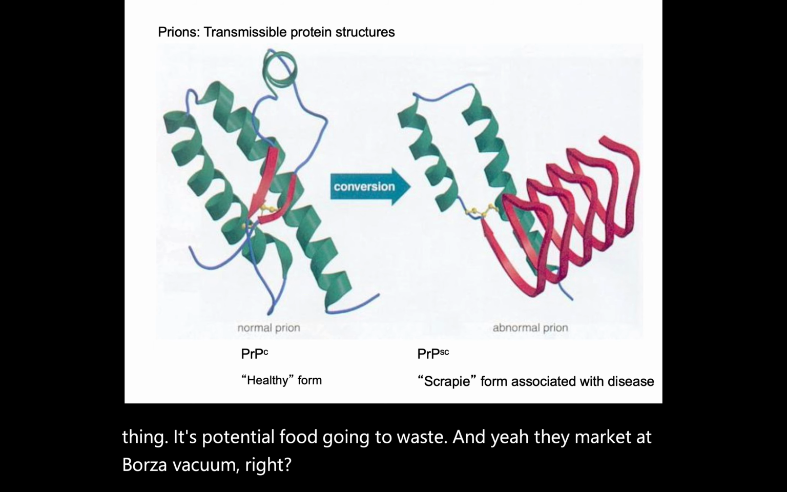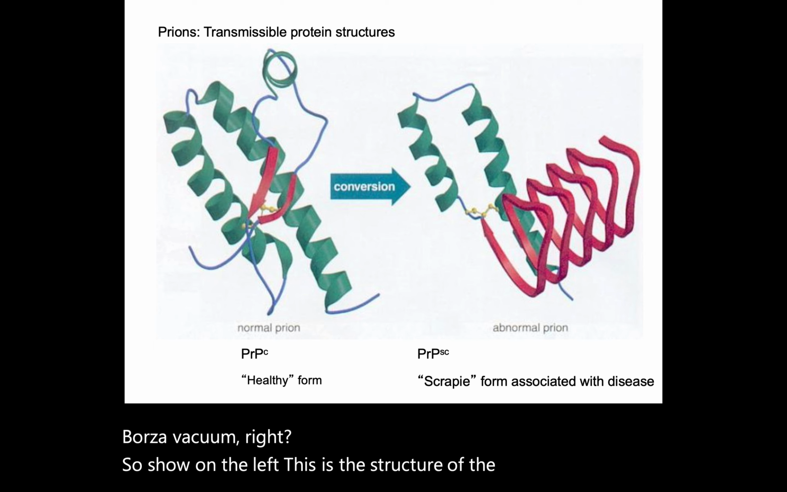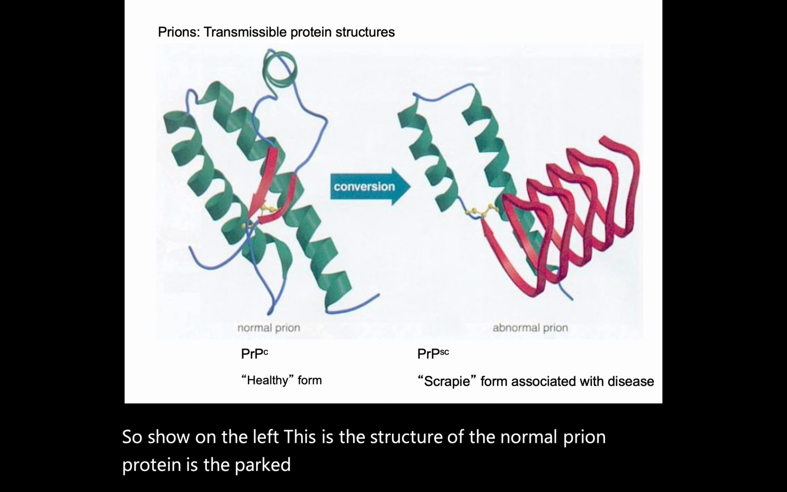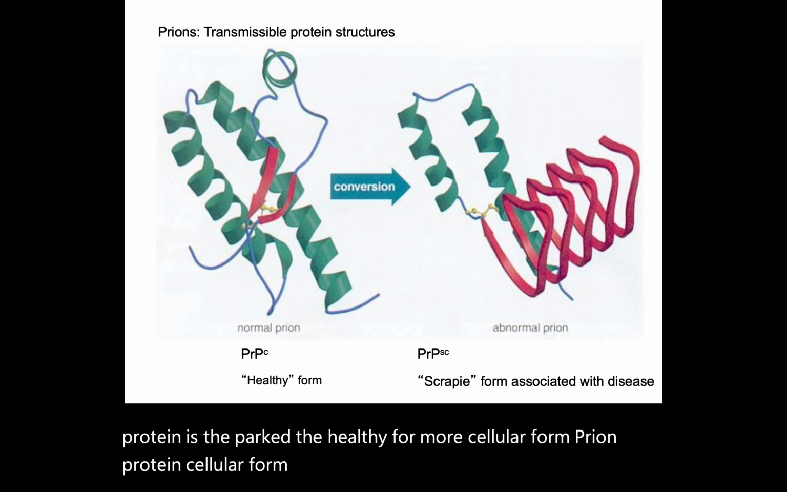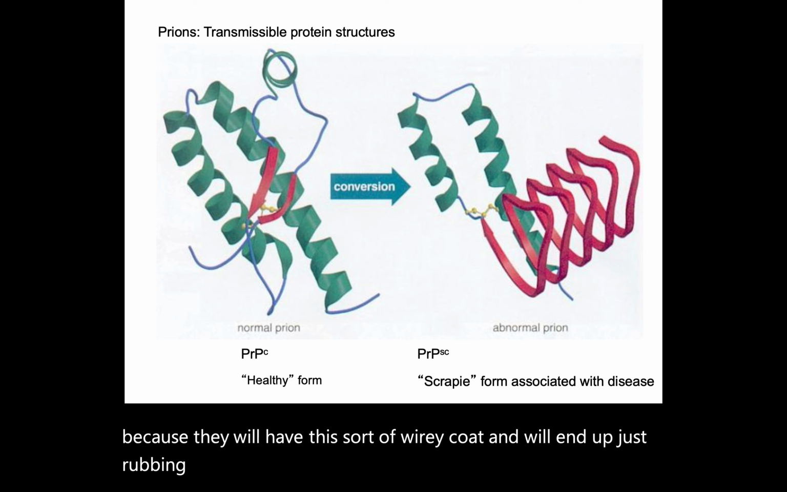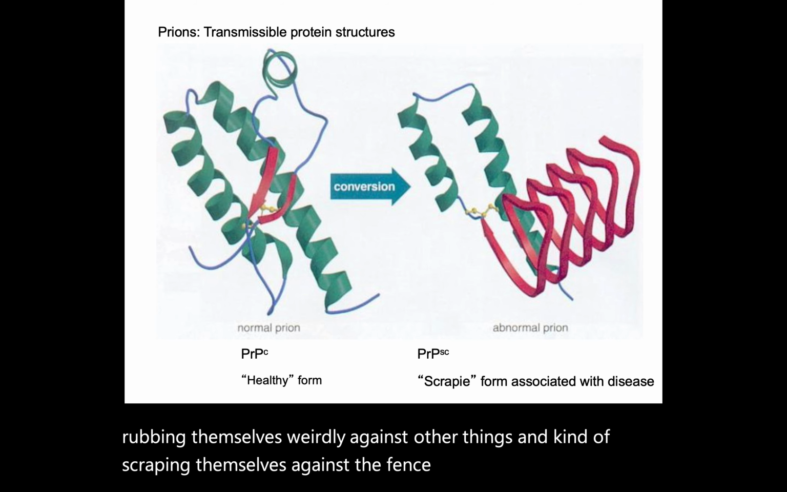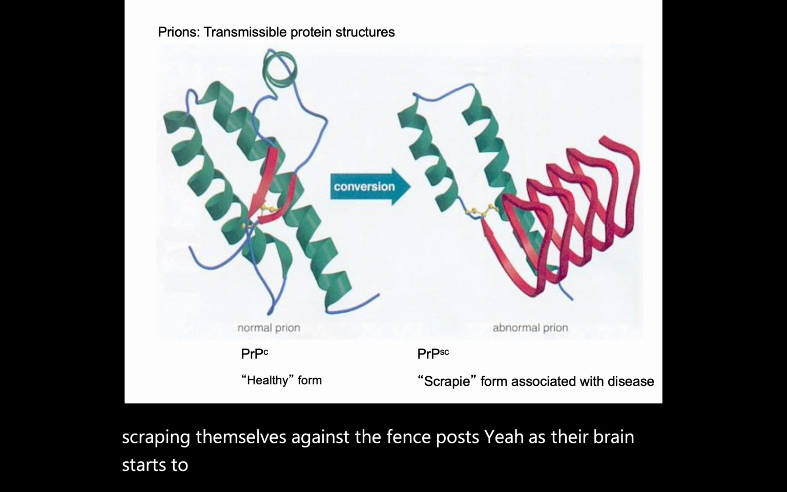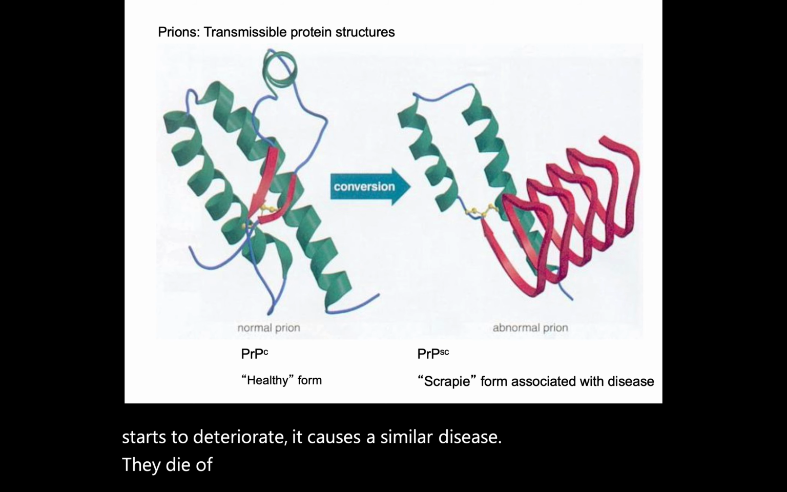So shown on the left, this is the structure of the normal prion protein. It's the PrPC, the healthy form or cellular form, prion protein cellular form. The prion disease in sheep is called scrapie because they will have this sort of wiry coat and will end up just rubbing themselves weirdly against other things and kind of scraping themselves against the fence posts, as their brains start to deteriorate. It causes a similar disease. And they die of neurological disease complications.